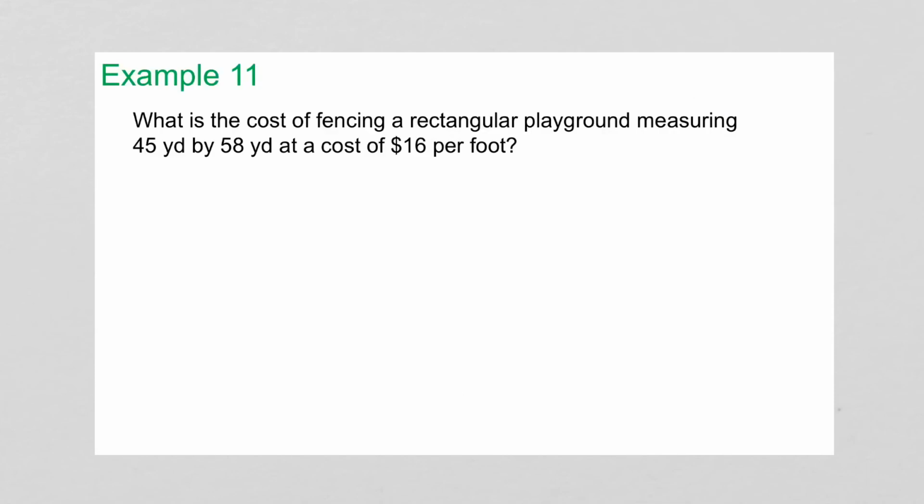A few more examples here. Example 11 says, what is the cost of fencing a rectangular playground measuring 45 yards by 58 yards at a cost of $16 per foot? So again, let's draw a picture of this playground. And we are fencing it. So would we use the area or the perimeter? The perimeter.